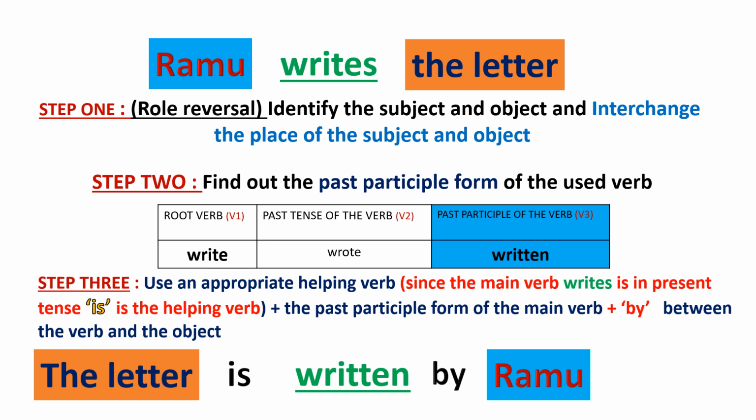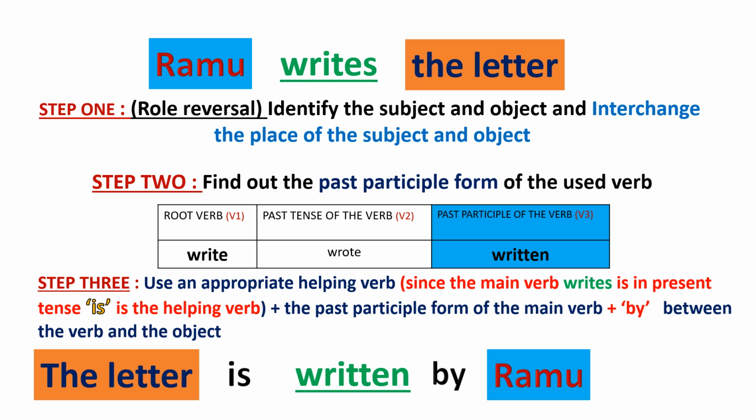Now, let us see how to convert active voice sentences into passive voice sentences. Step 1. Identify the subject and the object and interchange the place of the subject and object. Here, Ramu is the subject, the letter is the object. When you interchange the place, the letter becomes the subject and Ramu becomes the object. Step 2. Find out the past participle form of the used verb. Children, see here, writes is in present tense and it is an irregular verb. So, the past tense of write becomes wrote and the past participle form of the verb is written.